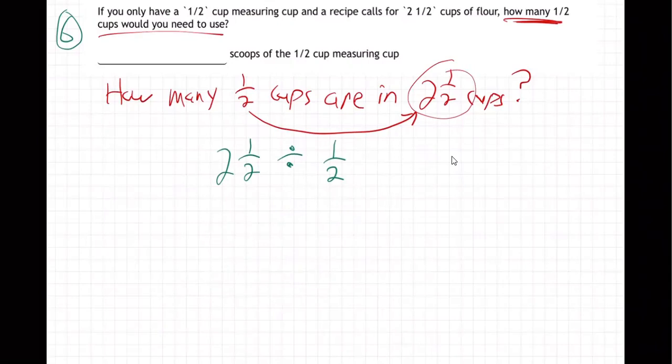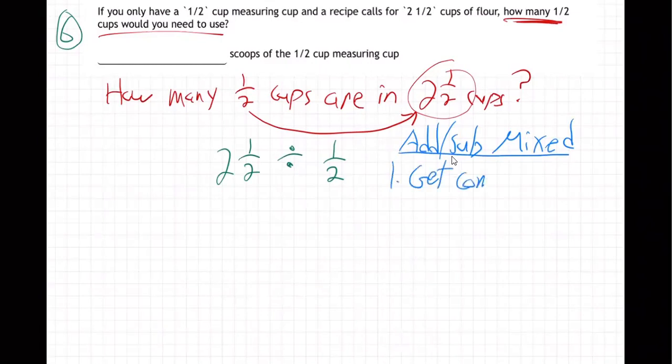Maybe this would be a good time for me to write some instructions for that. Let's do that over on the side. We've already added and subtracted mixed numbers. Let me just remind you, when you add or subtract mixed numbers, step 1, you get a common denominator. You have to have a common denominator.